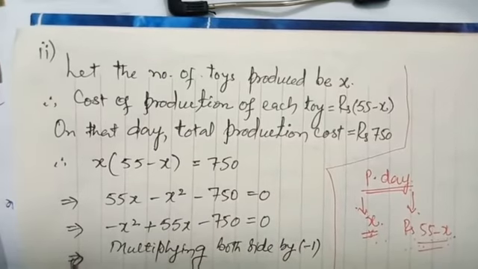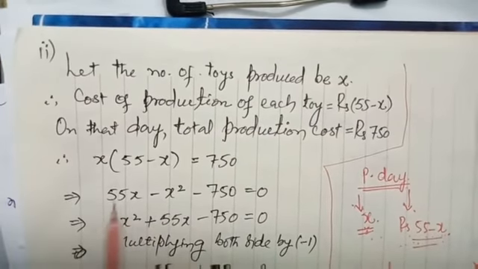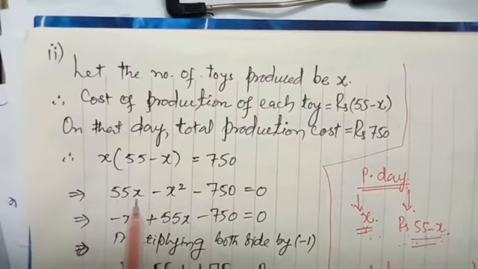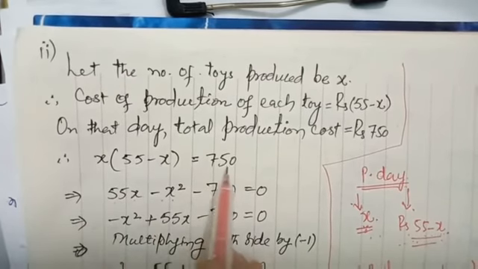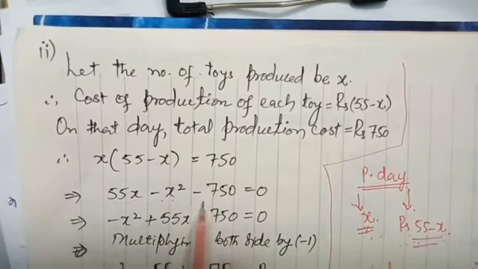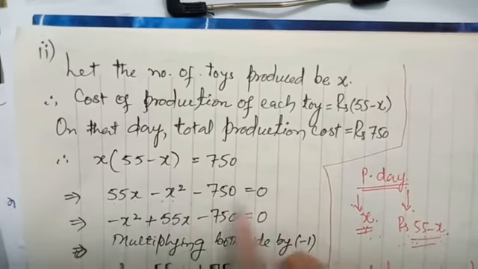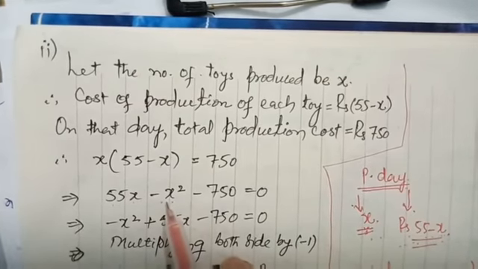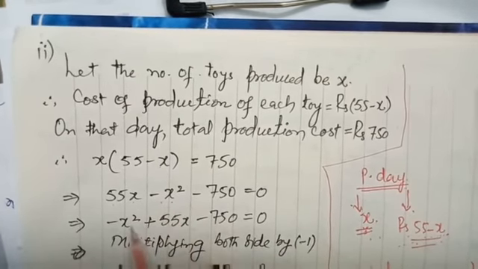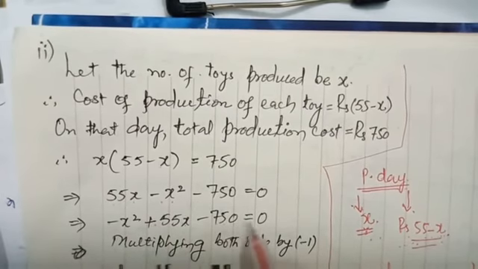Now see here, x into 55 is equal to 55x. x into minus x is minus x square. I will transpose this 750 to the left hand side, it will become negative, minus 750 is equal to 0. I will write the highest degree term first, that is minus x square plus 55x minus 750 is equal to 0.